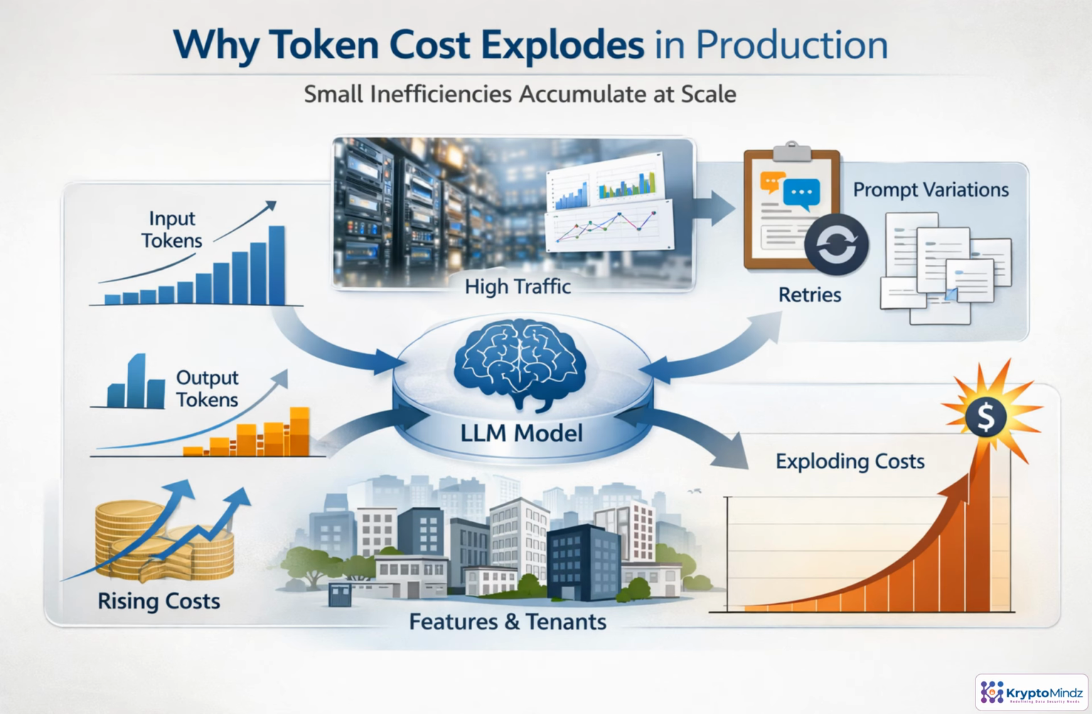Token cost usually grows through repeated ordinary choices, not one dramatic mistake. Each request includes input tokens from the prompt, context, and retrieved data, plus output tokens from the model's response. When prompts expand, completions run long, or failed calls are retried, the bill multiplies at scale. The bigger risk is weak attribution. Without tracking spend by feature, tenant, and workflow, expensive usage stays hidden inside aggregate traffic, and cost can grow faster than revenue.